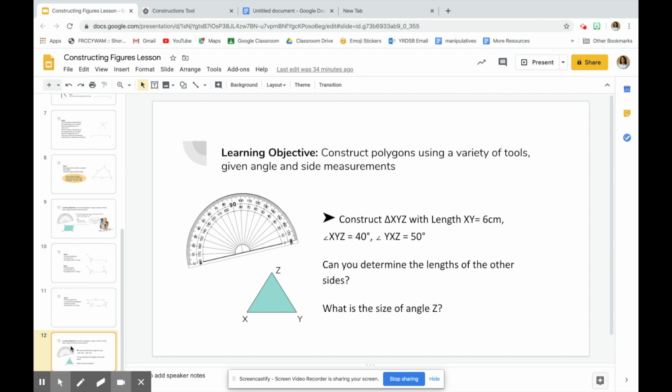I'm just going to do one more with you. And so the question is, construct triangle XYZ when you have the length XY as 6 centimeters, XYZ as 40 degrees, and YXZ as 50 degrees. Okay? Can you determine the lengths of the other sides? And what is the size of the angle Z? All right, so we're going to go over to MathPad again.